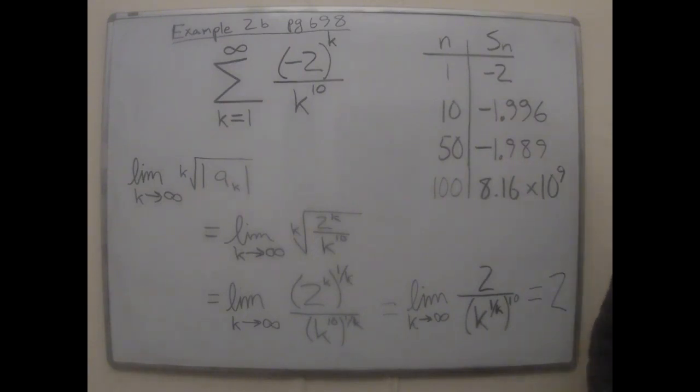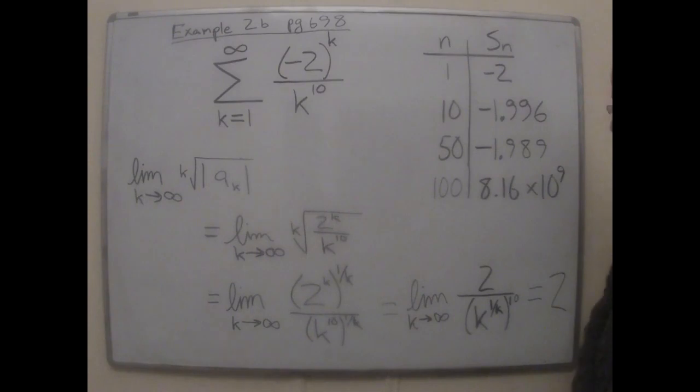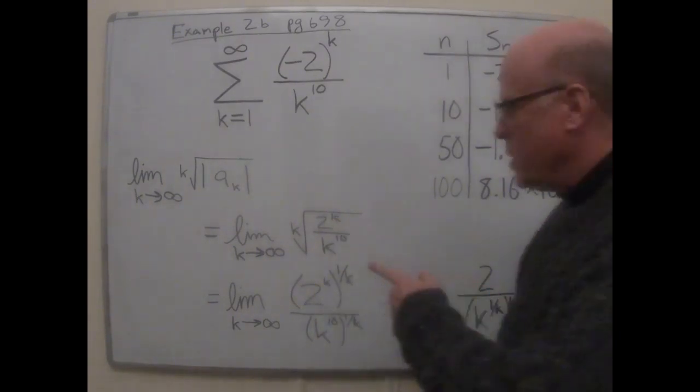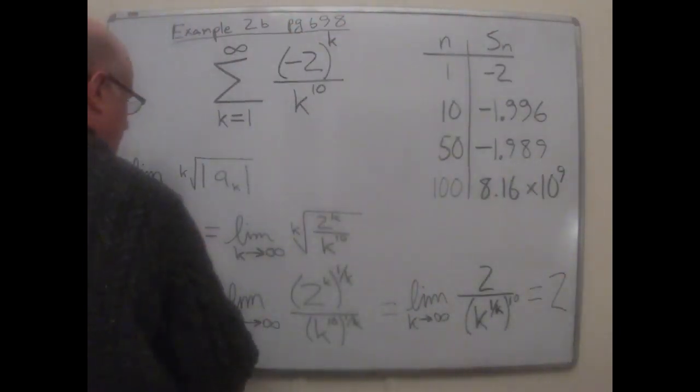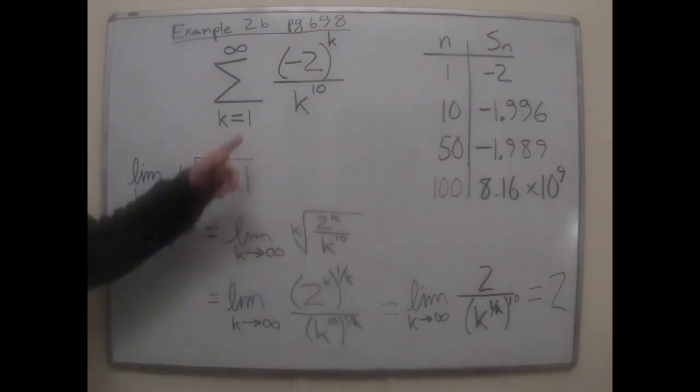So what does the root test tell us? This is our rho. It's the thing we call the limit of the kth root of the kth term, and it's 2, and that's bigger than 1. So that tells us this series diverges.